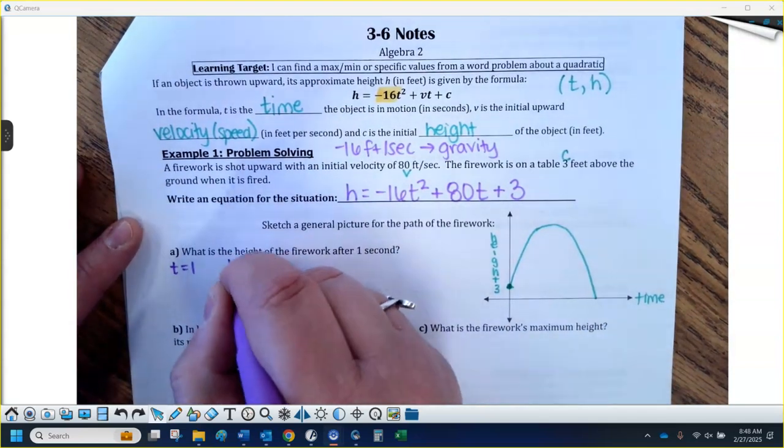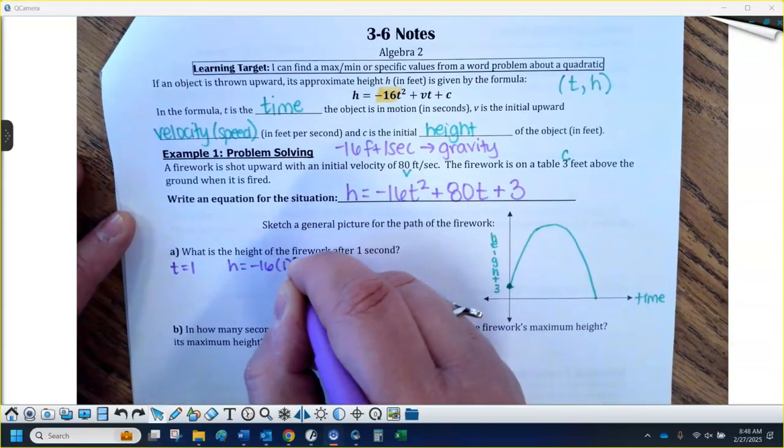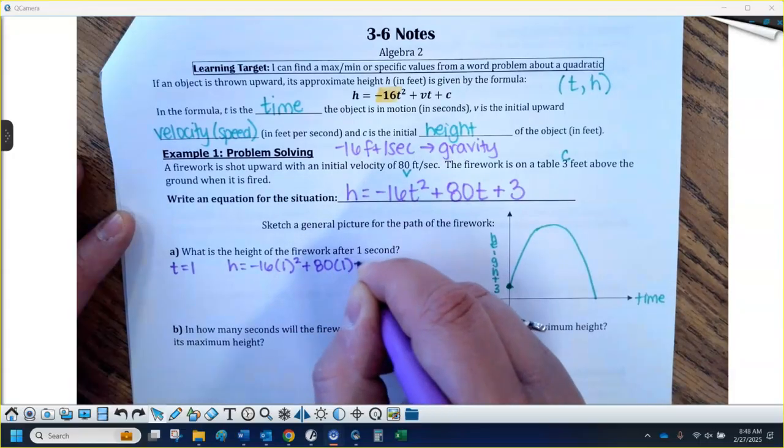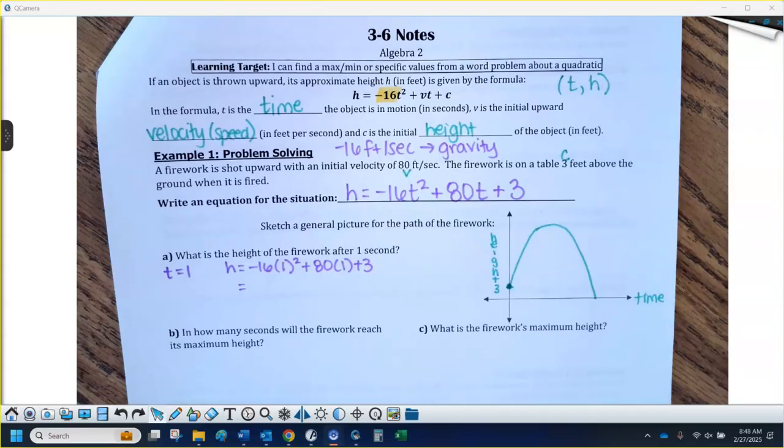This is where I thought you guys would want your calculator because it'll be a little bit faster. Everywhere I see a t, we're going to just replace it with the number 1. And we can do this by hand or just use the calculator if you want to simplify.